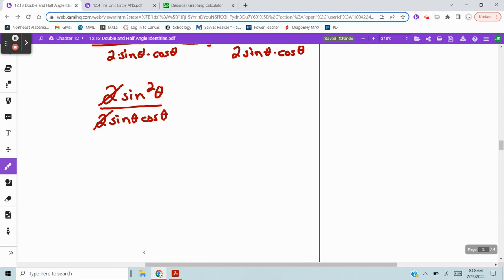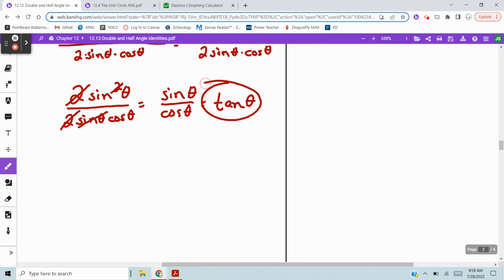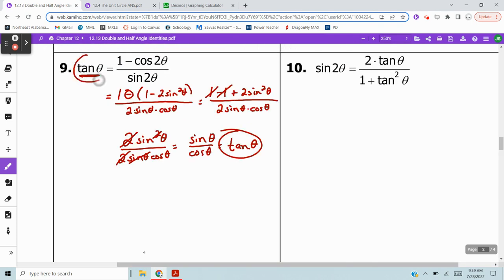We have a sine times sine on top, so I'm going to mark out the 2 and one of the sines on bottom. So now we have a sine left on top and a cosine left on bottom, and we know that sine over cosine does in fact equal tangent. So we have made it equal out to the left side.